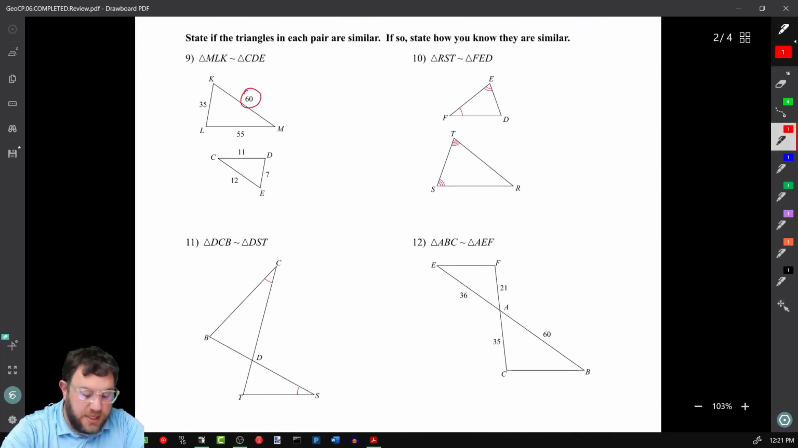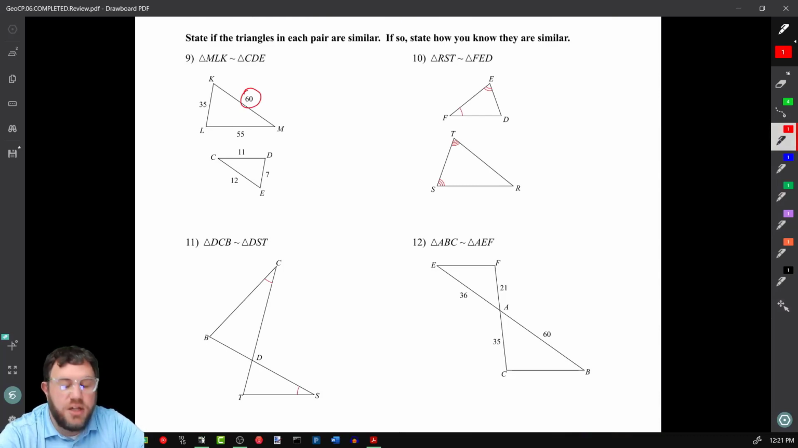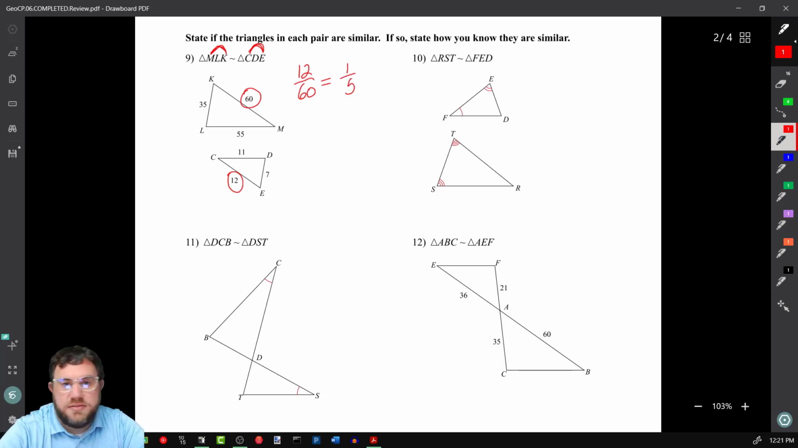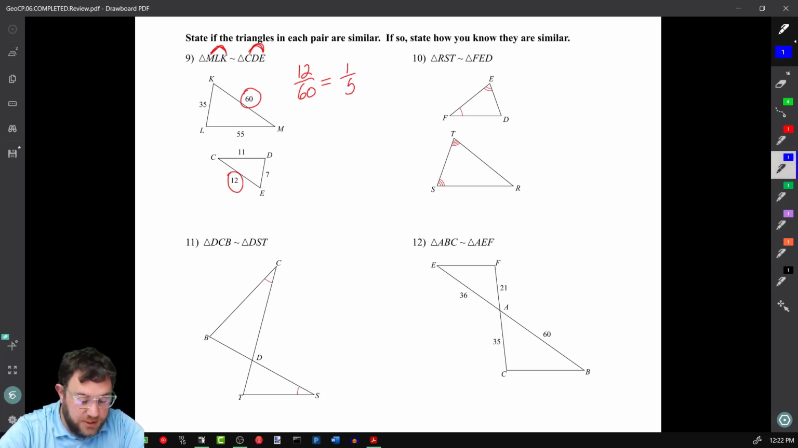So in the top triangle, 60 is the longest side. And you can see that's KM, so that's the first and last letter. On the bottom triangle, 12 is the longest side, and that's CE. It's the first and the last letter. So 12 over 60, that's going to reduce to 1 over 5. You are more than welcome to use your calculator to reduce these.